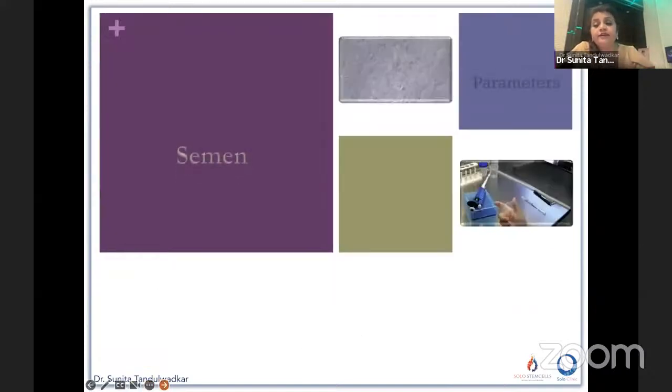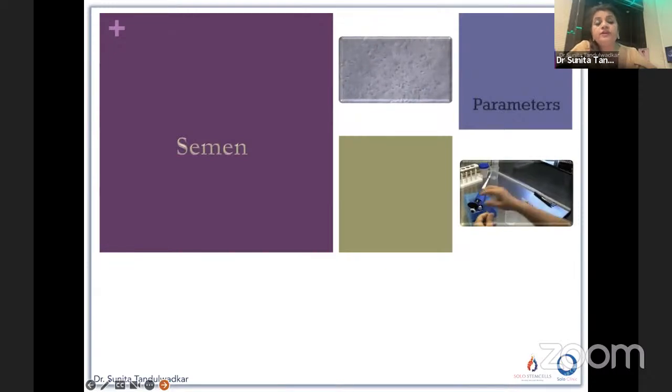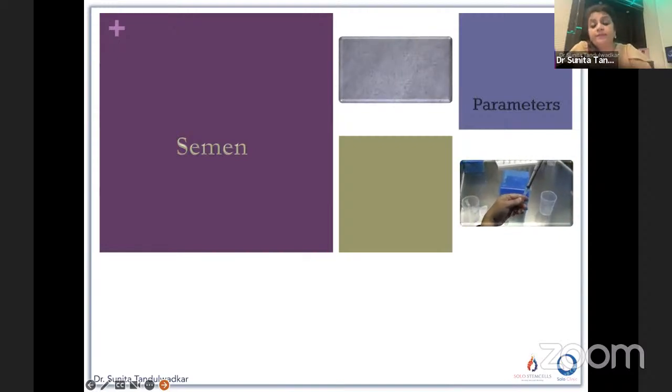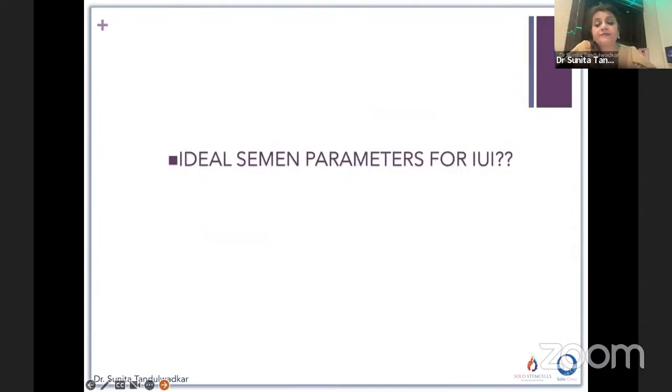So accordingly, friends, you do it. Now, semen samples. So I have given the trigger. I know now the timing of an IUI also. Now, what should be the semen parameters I should be accepting?